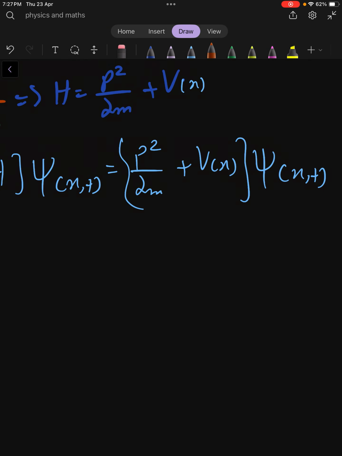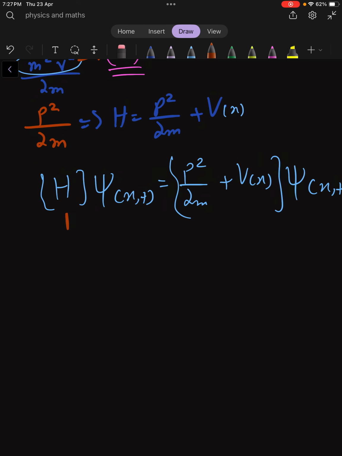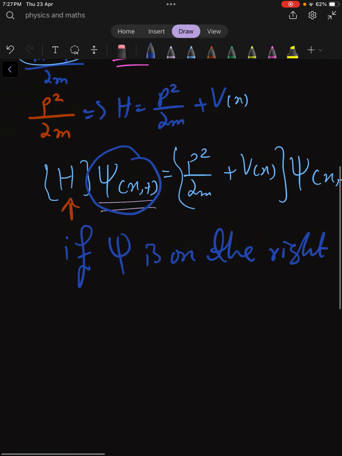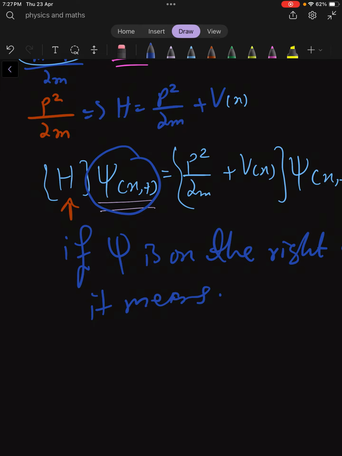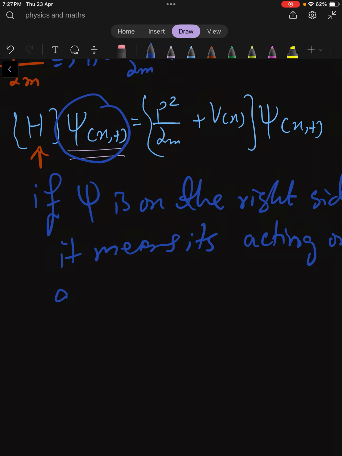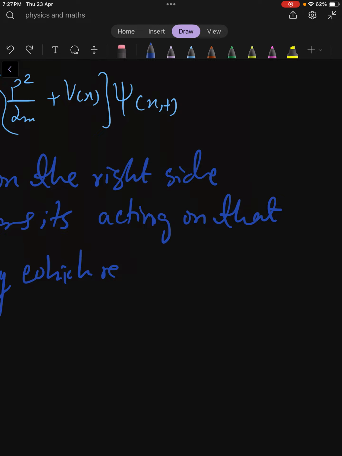Then what happens is, and one more thing. Whenever we write some quantity and then we write psi with it, whether it's on the left side or the right side, if psi is on the right side, it means it's acting on that quantity, which results in an observable.